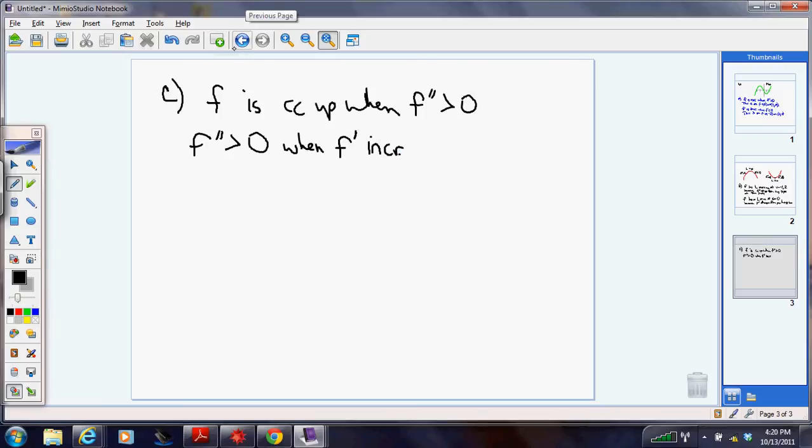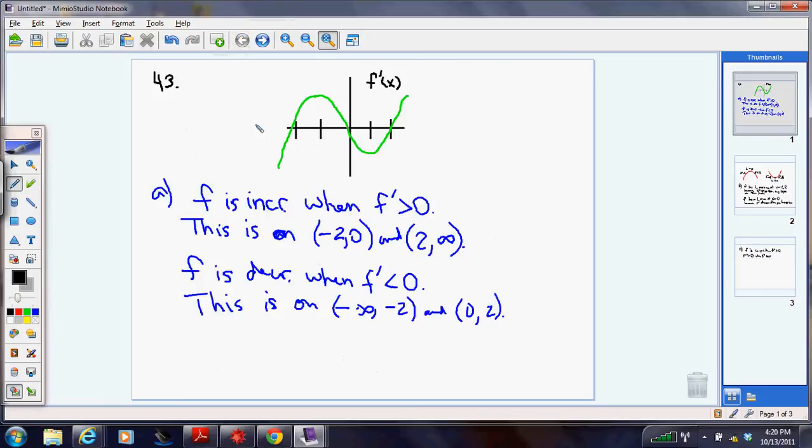So, going back to the original graph here, where is f prime increasing? Well, f prime is going up from negative infinity up to 1, and again from 1 to positive infinity. So on those intervals, we have to have f concave upward.